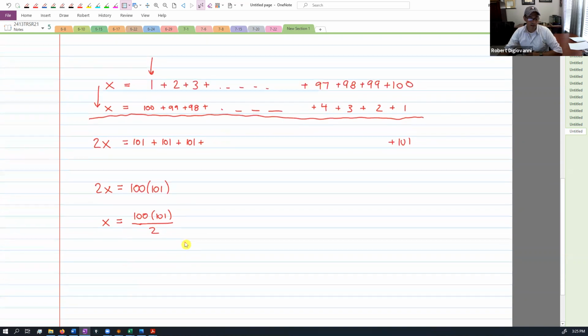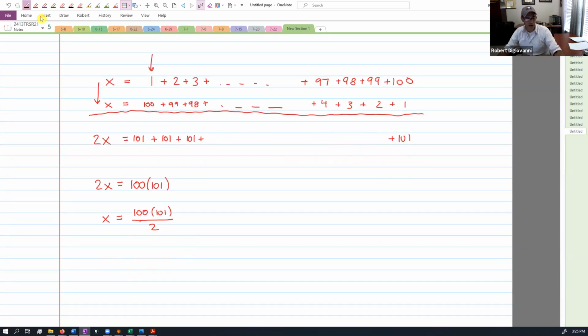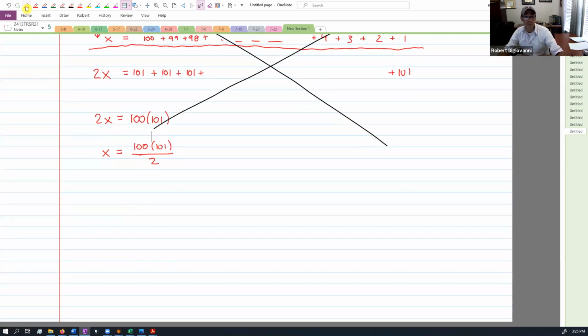Now, I lied to you. This is not what Gauss did. I only did that because I need to lead you into this. Gauss did it this way. He said, I'm going to try and add up not the first 100 numbers, but the first n numbers.